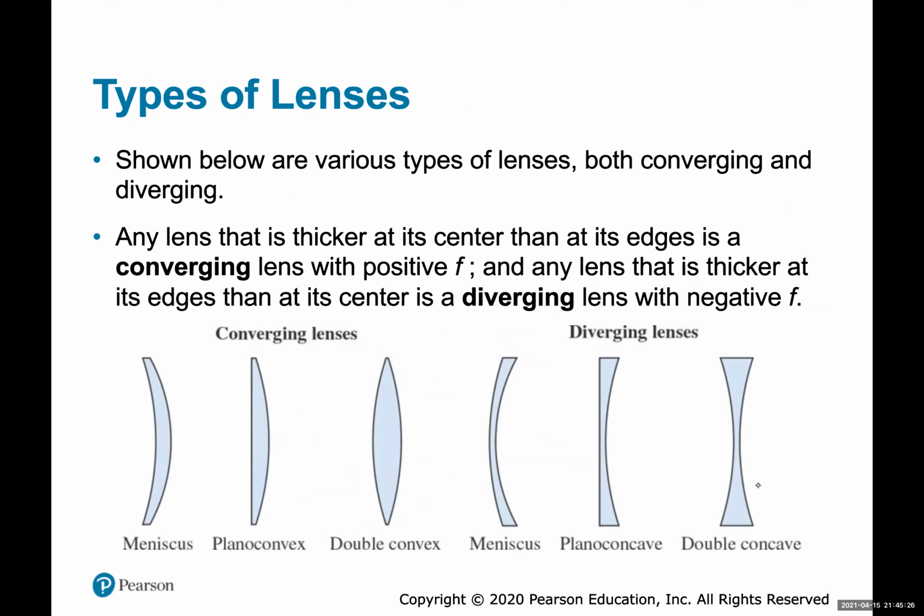Note that a plano-concave, or I guess a meniscus, certainly, a meniscus could be converging, could be diverging, could have a positive focal length, could have a negative focal length. What's the difference? Well, any lens that is thicker at its center than its edges is converging. Any lens that is thinner at its center than at its edges is diverging.